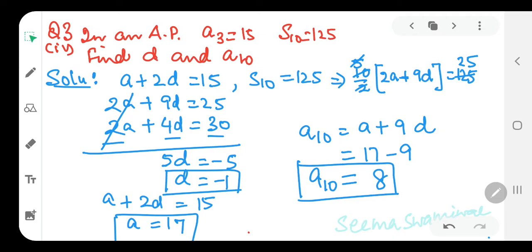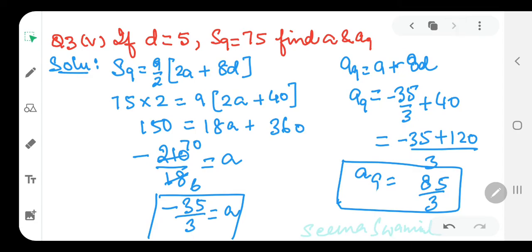Now you got a, you got d. It's easy for you to find out a10. a10 is a plus 9d. Now a is 17, d is minus 1. When you put the values, you will get a10 is equal to 8.